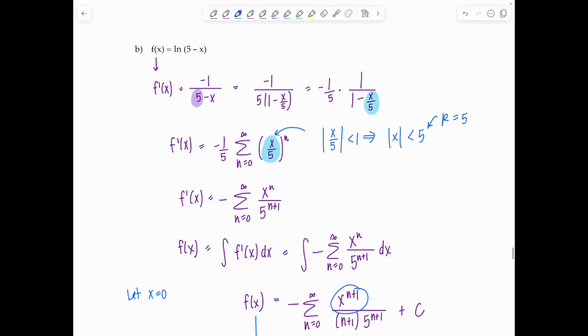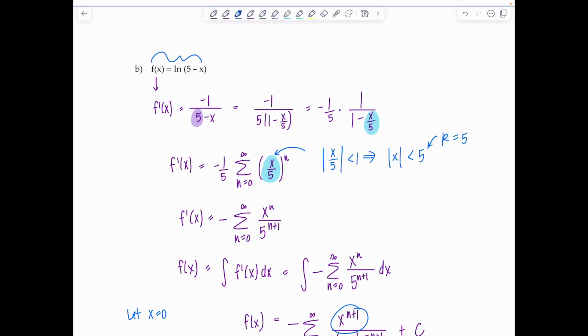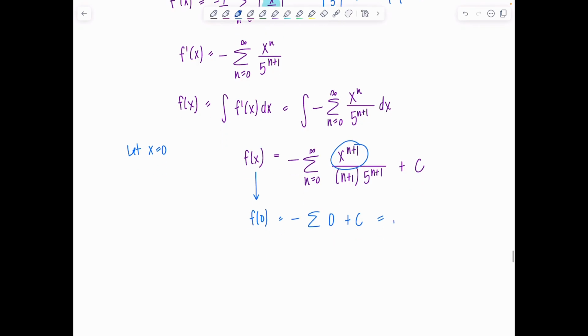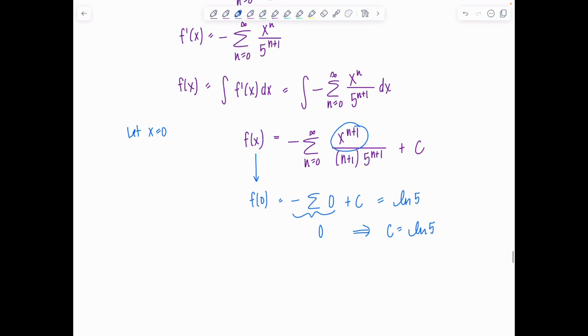So come back here. What's f of 0? ln of 5 minus 0, so ln of 5. So this all equals natural log of 5. Well, the sum of a bunch of zeros is just 0. So then I can see, all right, c is ln of 5. And then we're pretty much done.